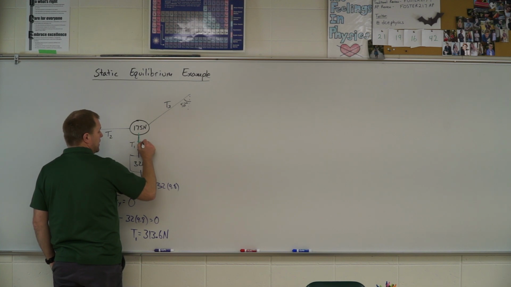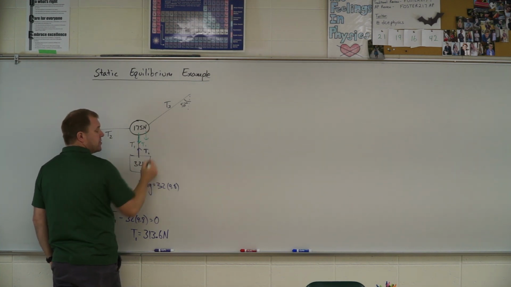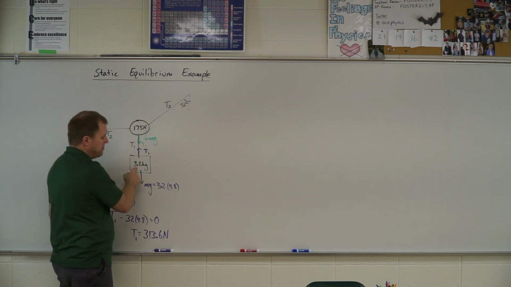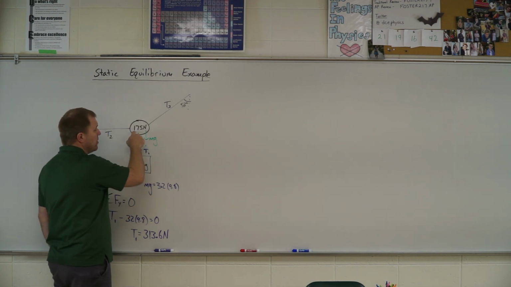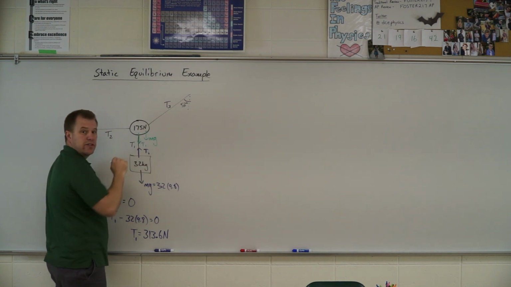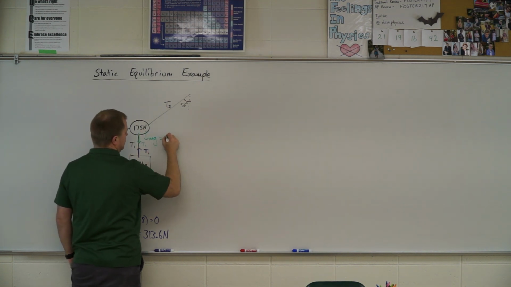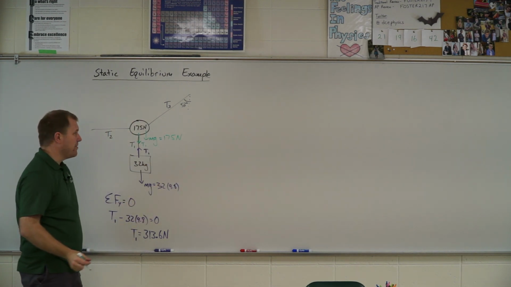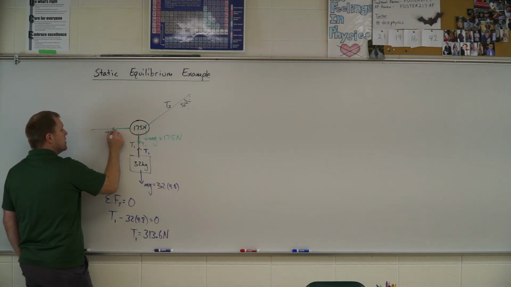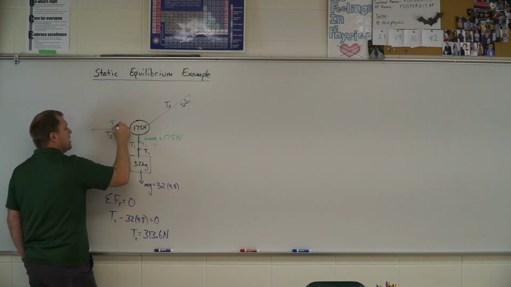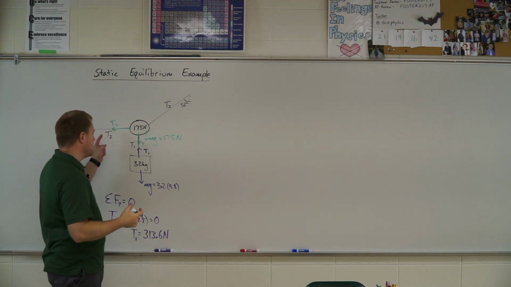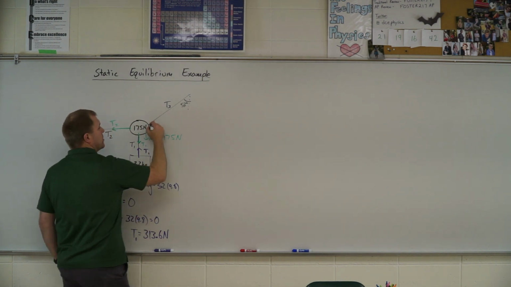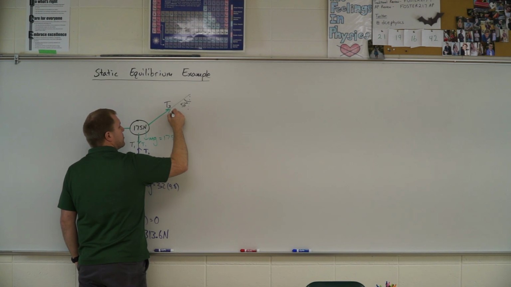So I have T1 pulling it down. I also have gravity, mg. Now, this one was 32 kilograms, so they were telling me the mass. This one is 175 newtons, so they're telling me the weight. So I know that m times g is 175 newtons. T2 acts this way. And remember, whenever we talk about tensions, it's along the string, away from our object. So this one is pulling away in this direction.